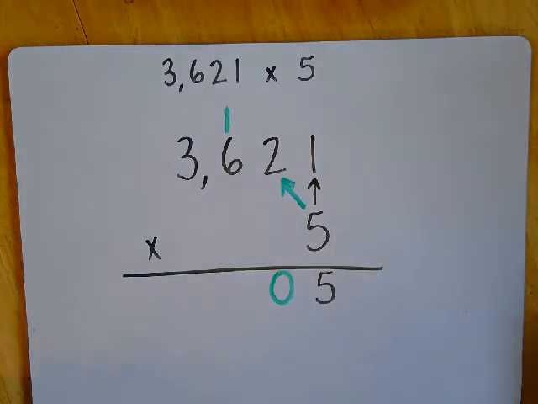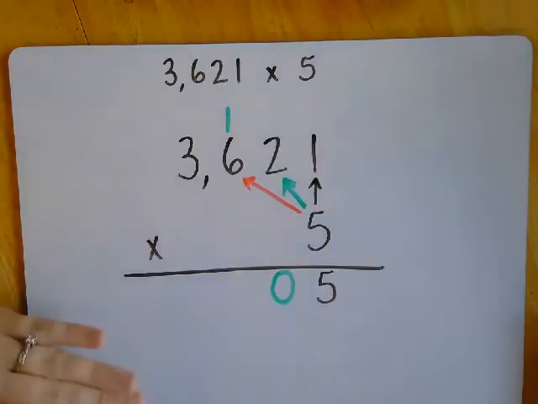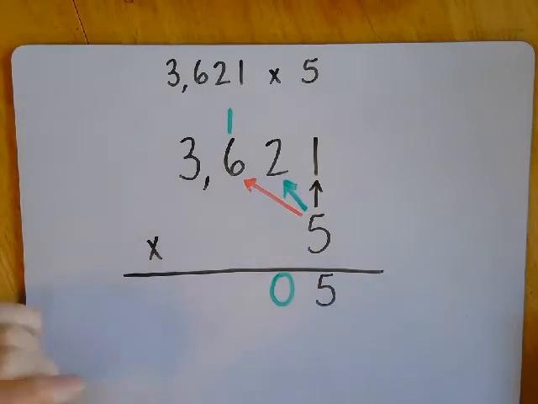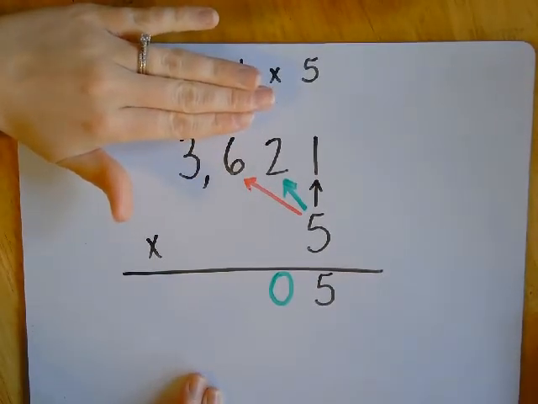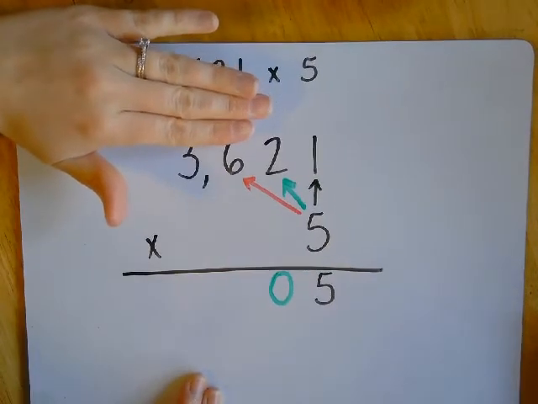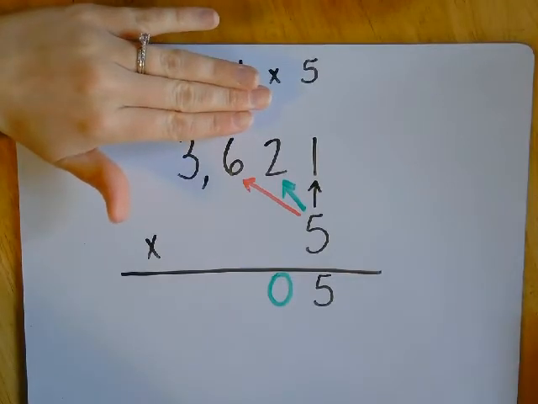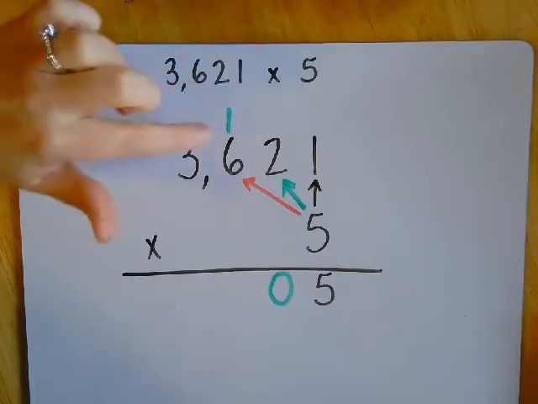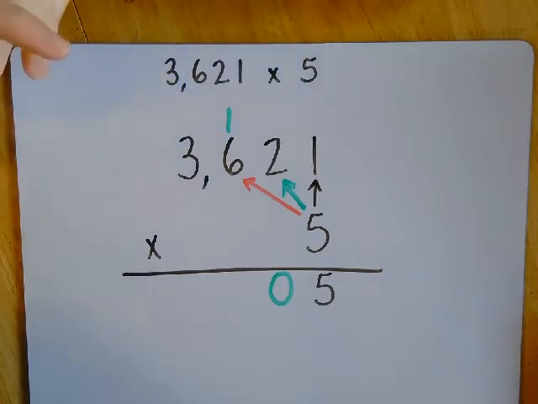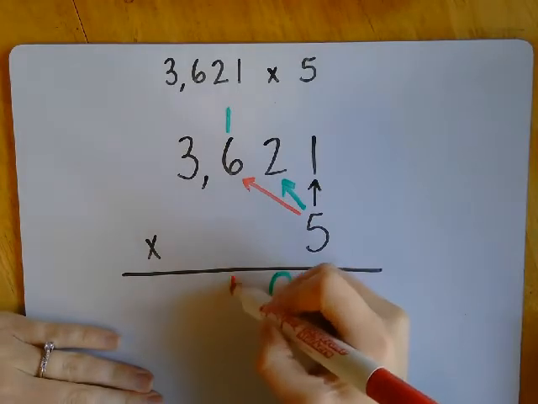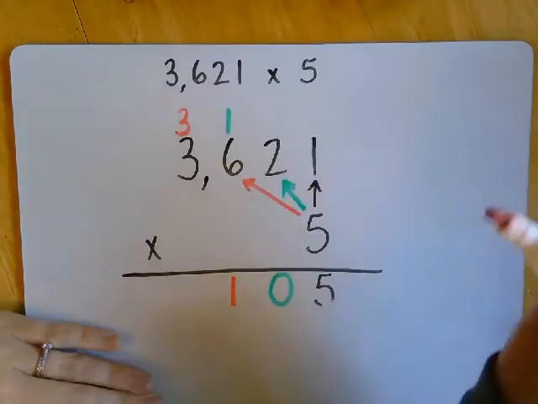Okay, next we're going to multiply by the hundreds place. So I need to multiply 5 times 6. I have to do that step before I even think about this 1 that I borrowed over here, or donated. So if I think of this as 5 times 6, I know that 5 times 6 is 30. Next, I need to add that 1 to my 30 to get 31. The 1 stays in the hundreds place, and then the 3 gets carried over to the thousands place.